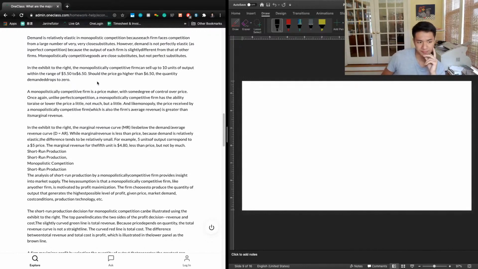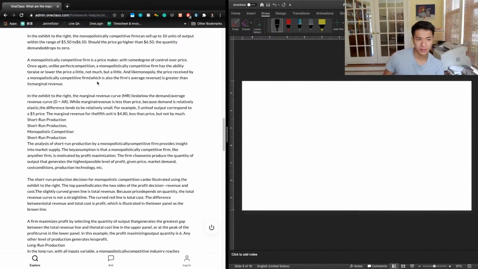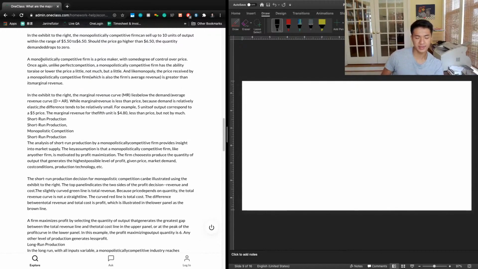Exhibit to the right. Okay, so I think this is an example given by a graph that we don't have, so we won't go into that.